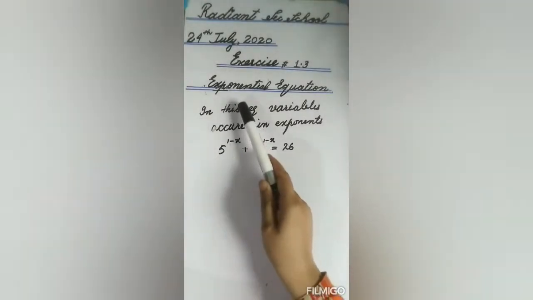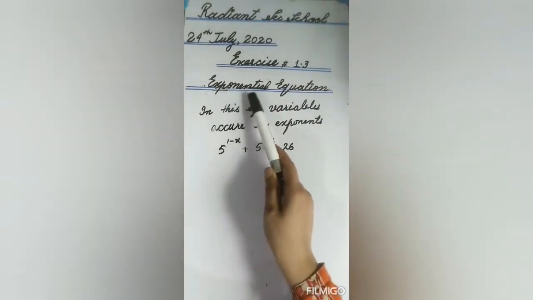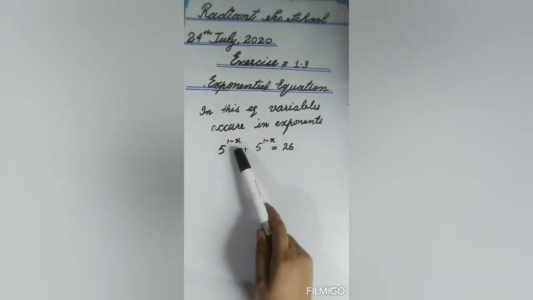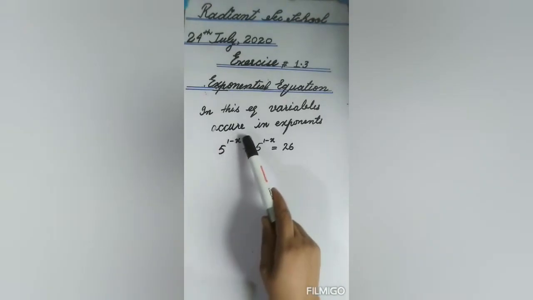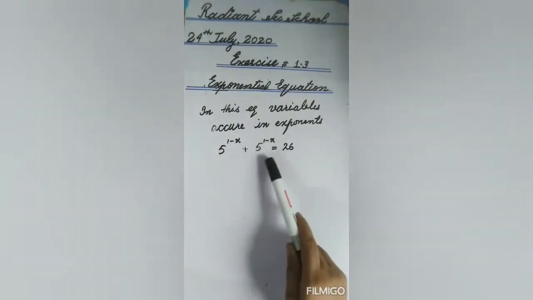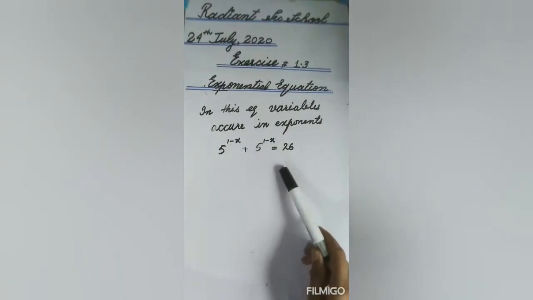Students, now the next type of equation is the exponential equation. As its name tells, it is such an equation in which variables occur in exponents. For example, here 5 power 1 minus x, x is a variable, so x is occurring in the exponent, and here x is also in the exponent, x is a variable, so this equation will be called an exponential equation. Such an equation in which the variable occurs in the exponent is called an exponential equation.